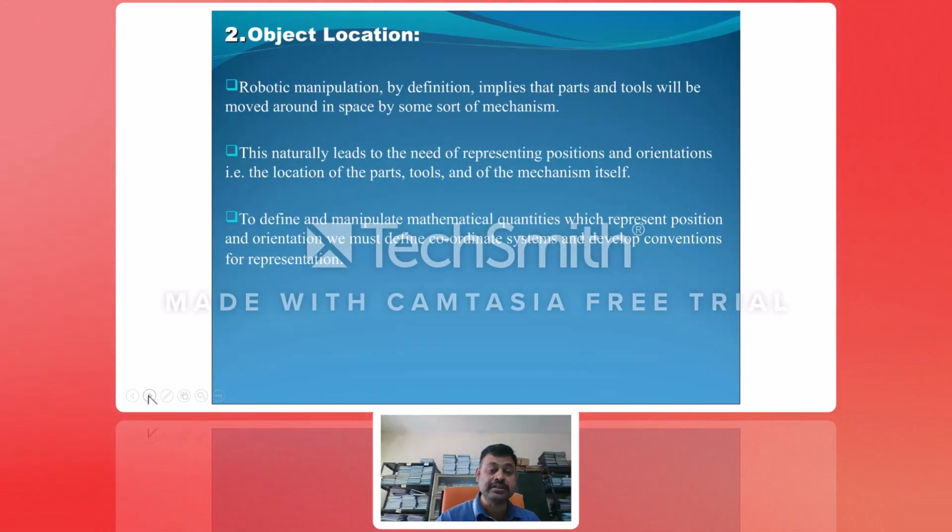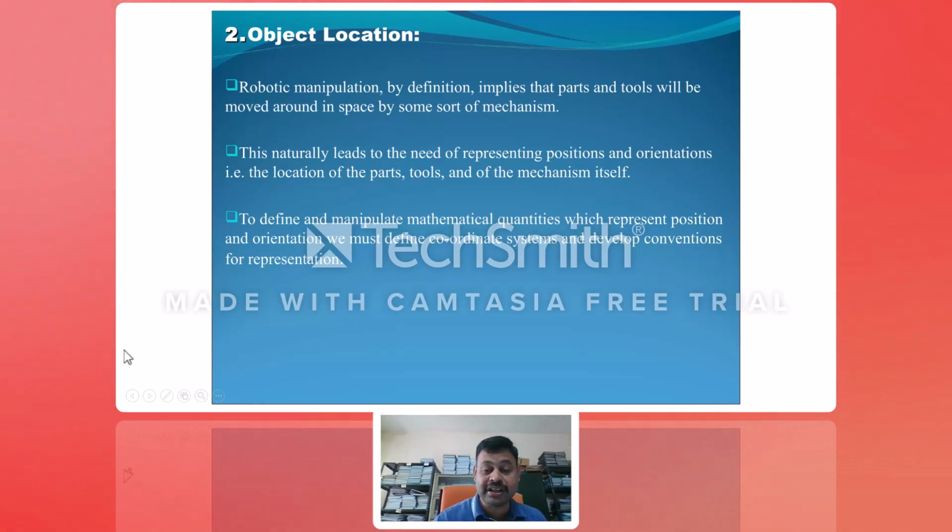The object location, it is a robotic manipulation. By definition, it implies that parts and tools will be moved around in space by some sort of mechanism, so we are using different types of mechanism. Here, naturally we need to represent position and orientation, that is the location of parts, tools, and the mechanism itself. It also defines the mathematical quantities which represent the position and orientation. We must define a coordinate system and develop a convention for the representation system.